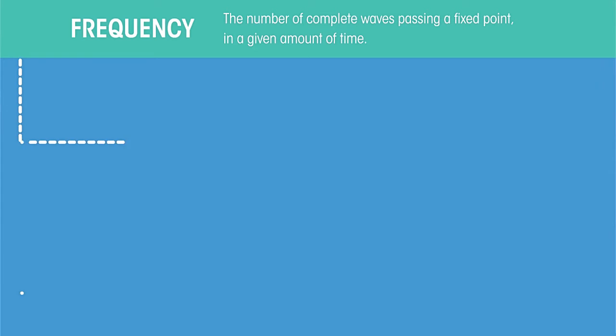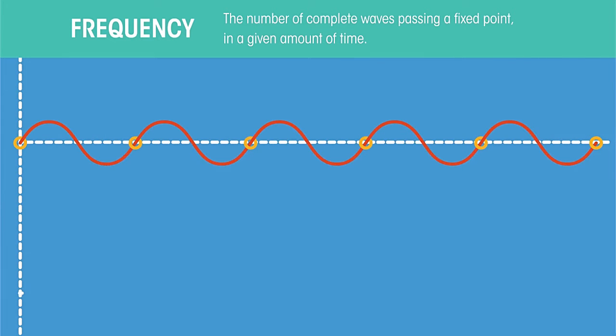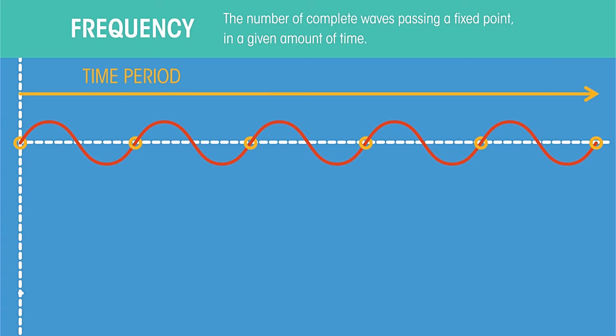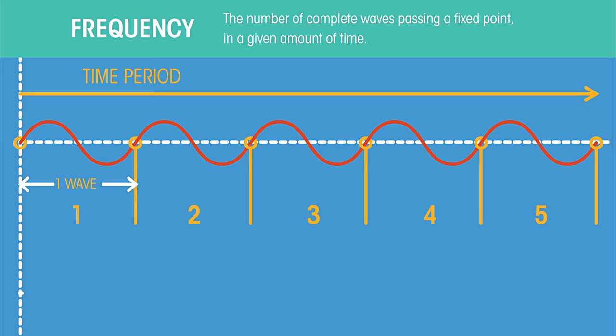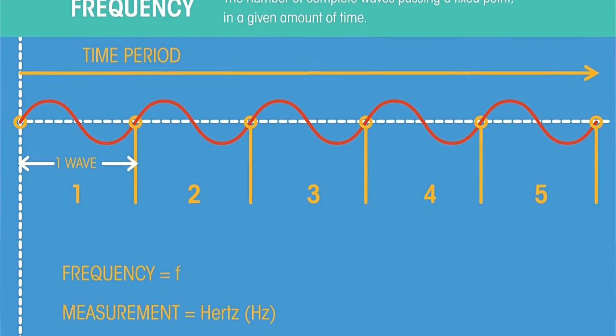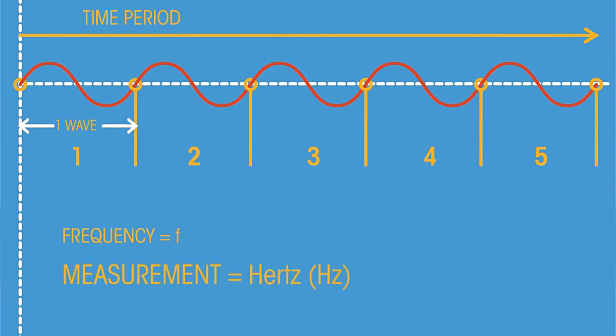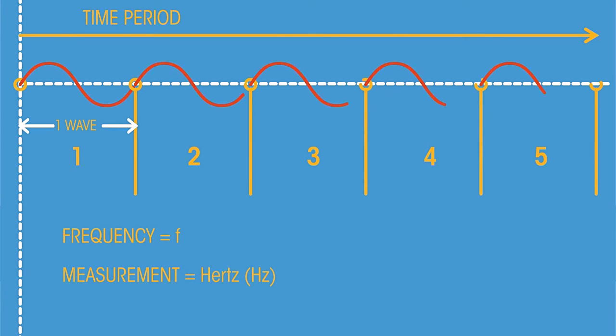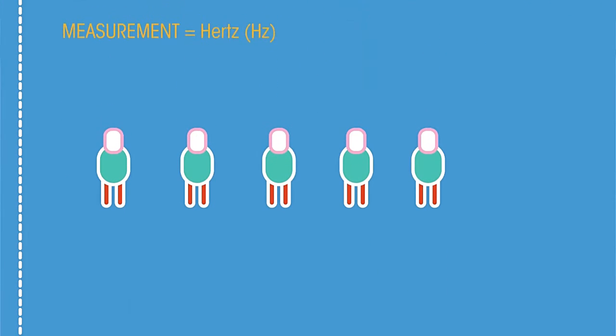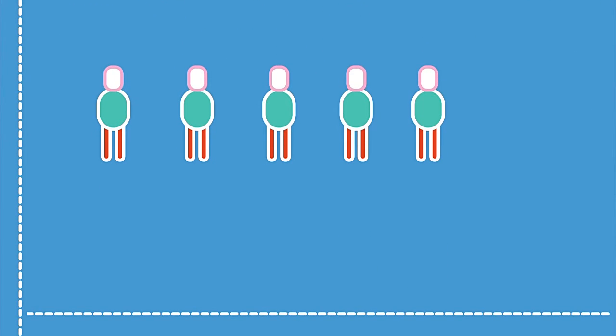The frequency of a wave is the number of complete waves passing a fixed point in a given amount of time. This time period is usually 1 second. This is what one complete wave looks like. So if this was our time period, the frequency would be 5. Frequency is given the symbol F and is measured in units called hertz. Hertz measure how many complete cycles per second. So how many people in our Mexican wave stand up every second?